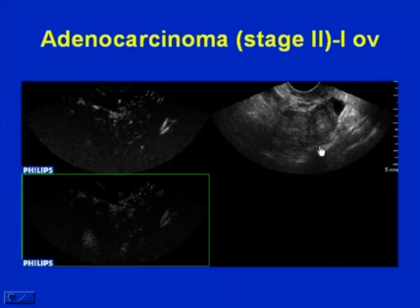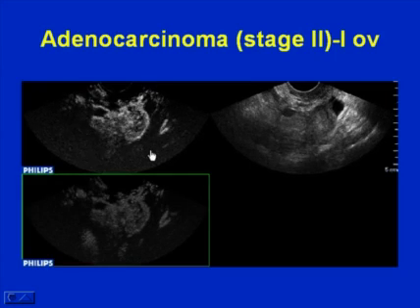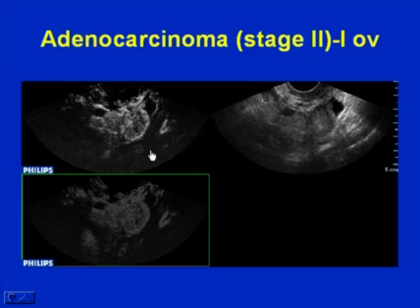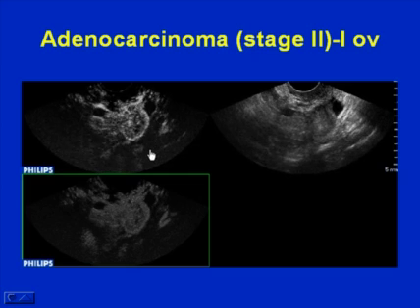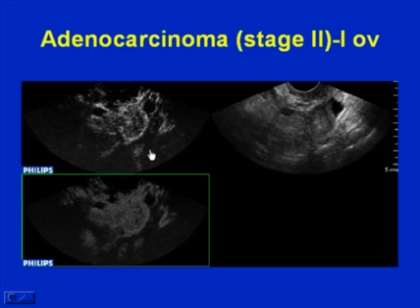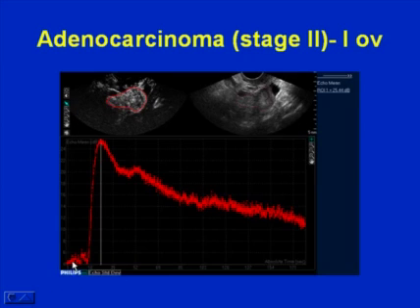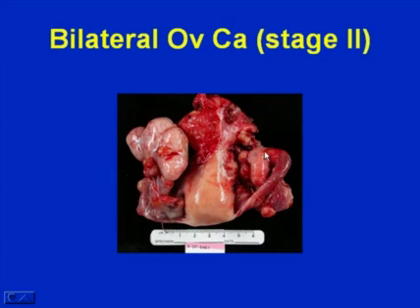This is the ovary on the other side, and you can see that it's enlarged, but note how there's marked increased vascularity in this ovary. Again, this is a patient with bilateral stage 2 ovarian cancer. And again, what we see is high peak, long dwell time. And this is the lesion itself. Here's the right ovary with a little cystic area in it, and this is the left ovary.